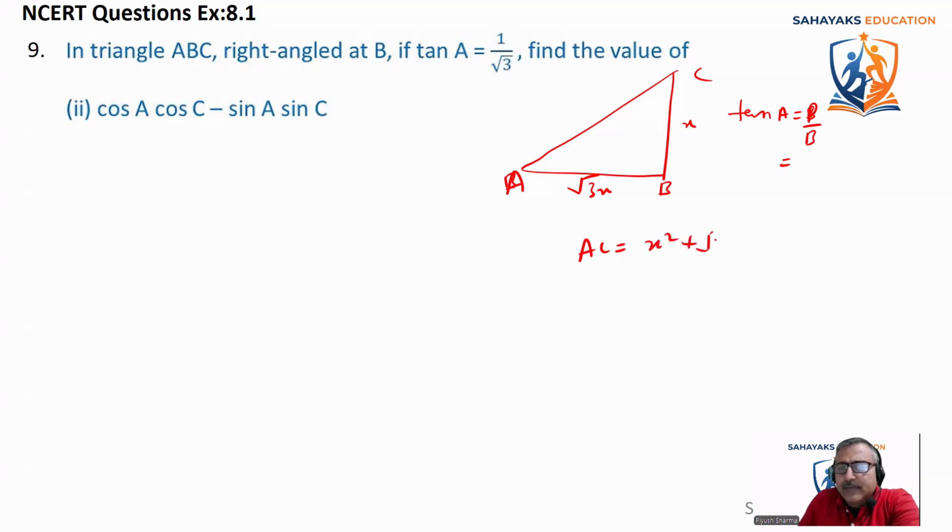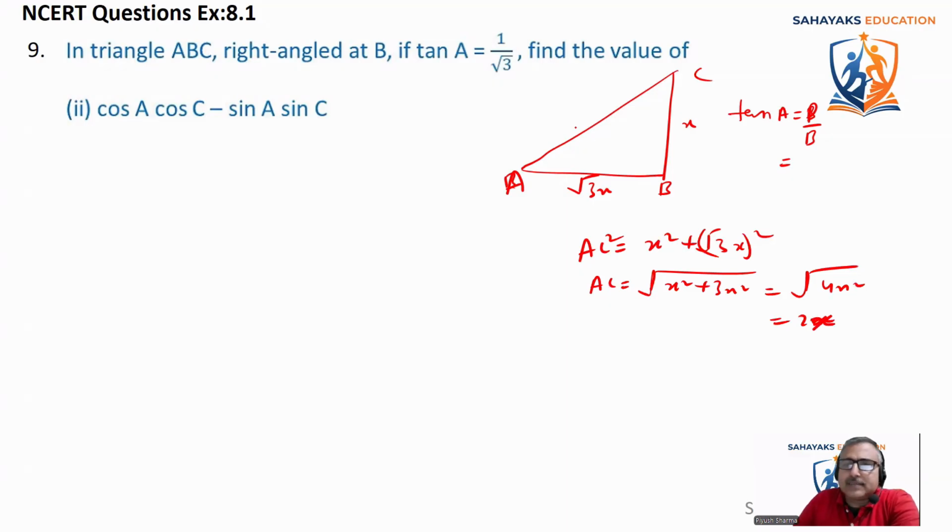So finding out AC: x square plus root 3x square. So AC is equal to square root of x square plus 3x square. That comes out to be square root of 4x square, and that is equal to 2x. So the AC comes out to be 2x. Now we have to find cos A and cos C. So when we say cos A, it is base by hypotenuse. So we'll say root 3x divided by 2x.